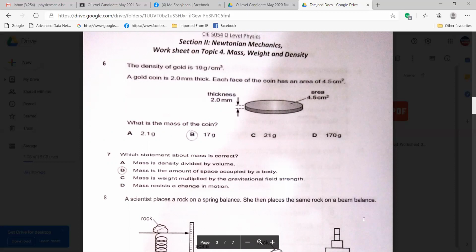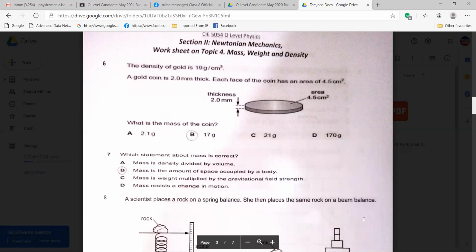Okay, this is the definition of volume: the amount of space occupied by a body. Underline that part. The amount of space occupied by a body. This one is the definition of volume.